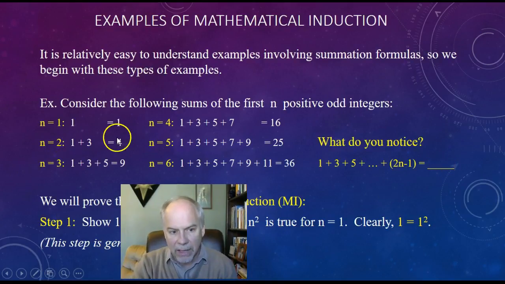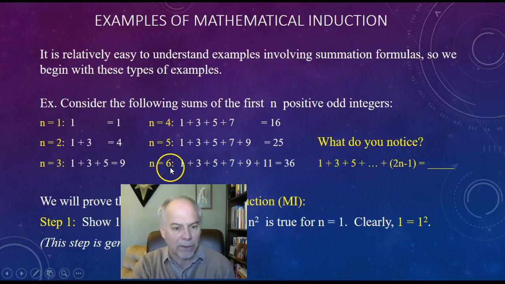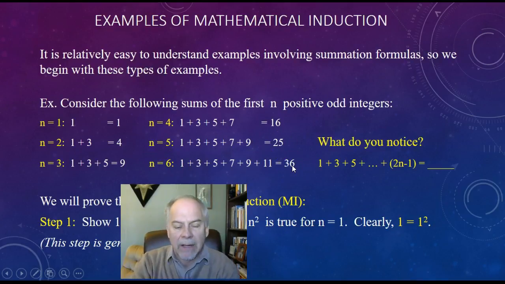And you'll notice that if you look at this, we square 2, we get 4. We square 3, we get 9. We square 4, we get 16. We square 5, we get 25. We square 6, we get 36. So it's just n squared.